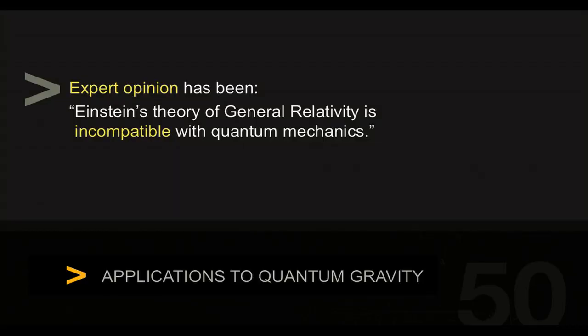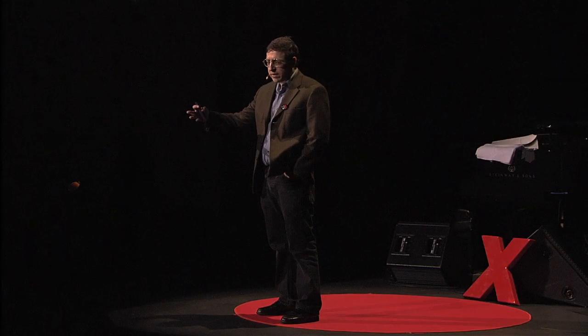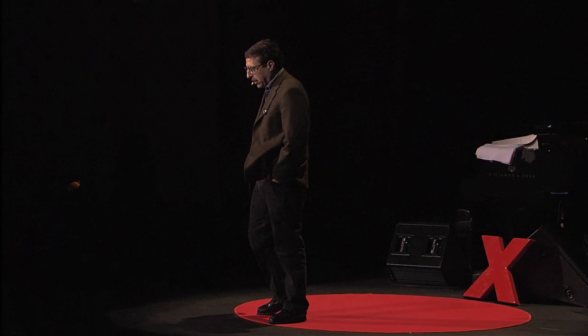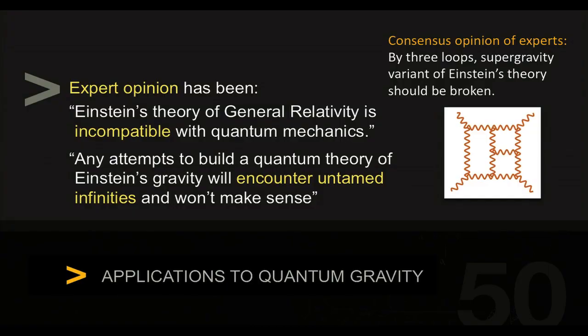The second topic I want to talk about is quantum gravity. So expert opinion has been that it is impossible to construct a quantum theory of Einstein's gravity because you will encounter untamed infinities and the theory won't make sense. I'm sure you've seen this written in many places. For example, Brian Greene's book would be an example. And the consensus opinion of experts is that by the time you hit three loops, and by three loops I'm talking about a Feynman diagram which has these three independent loops in it, then you would encounter an untamed infinity even in an improved theory of gravity known as supergravity.